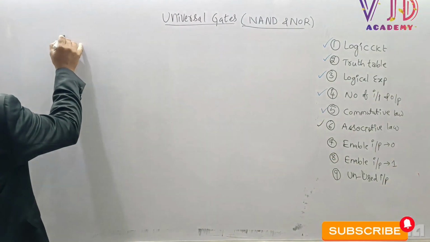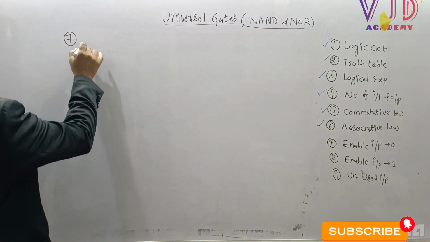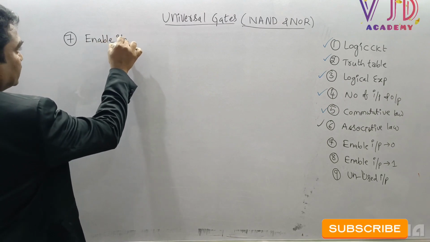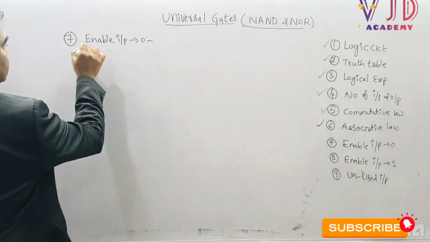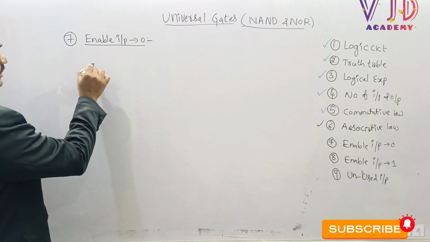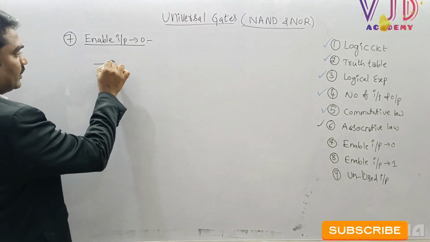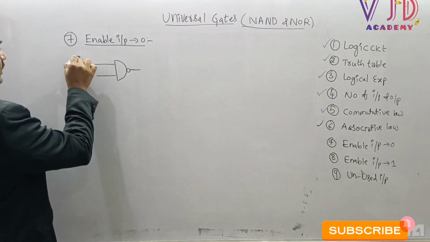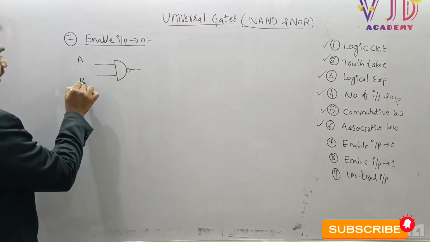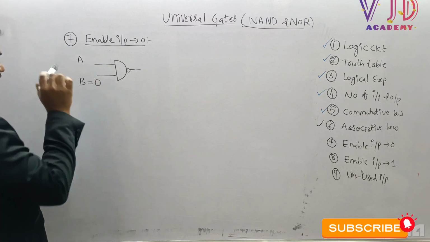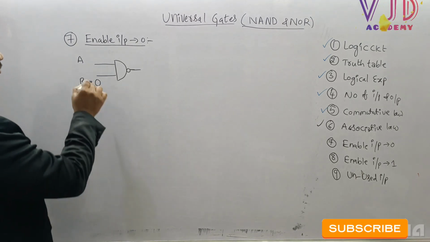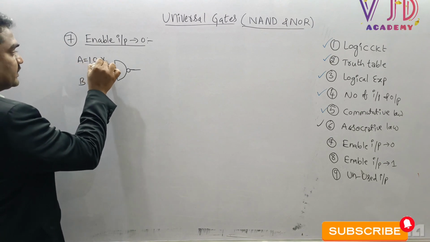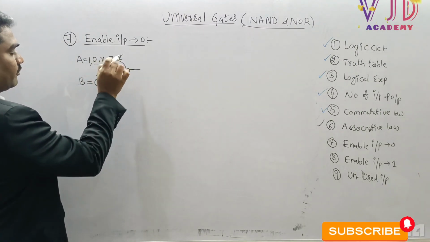Sir, let me take the seventh condition here. Seventh condition, enable input 0 condition. What is the seventh condition? Sir, suppose this is NAND gate. If I take here A as one of the inputs, and this is B. If I apply B equal to 0 for different cases, even if I change A equal to 1 and then 0 and then X, let me take here some square wave, whatever it is.